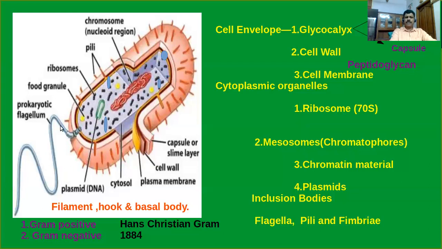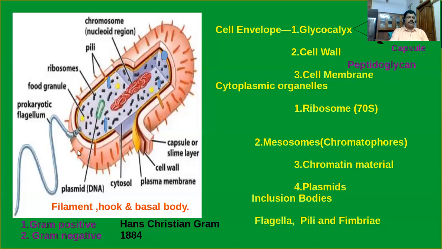When you consider the structure of a flagellum, it has three important regions. This region is called the basal body. This is the hook, and this is the filament. So the flagellum consists of three important regions: the filament, hook, and basal body. Along with the flagellum, there are other extensions called pili or fimbriae. Do you know the difference between pili and fimbriae?